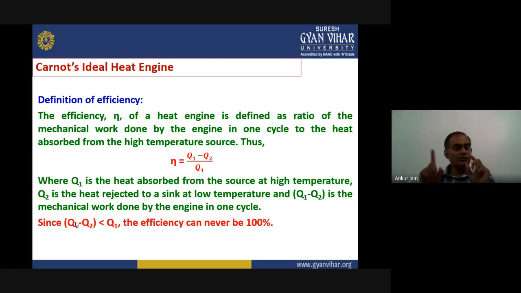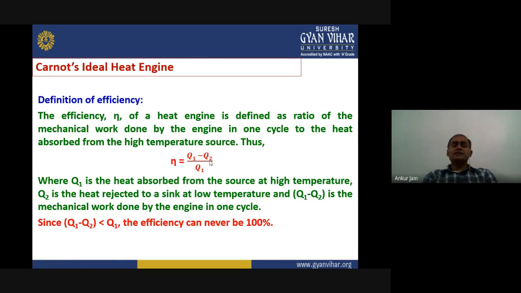So how will we calculate the work? The difference of this and this heat, Q1 minus Q2, right? That will be the mechanical work. So we have written here Q1 minus Q2 divided by the absorbed heat. So that is Q1. So efficiency η is equal to (Q1 minus Q2) upon Q1.